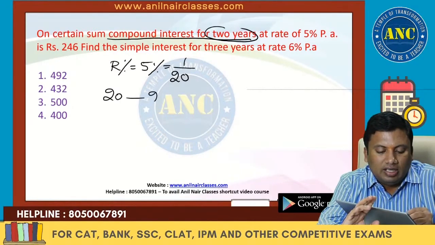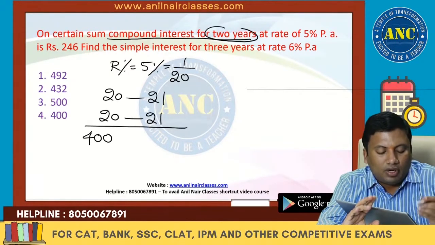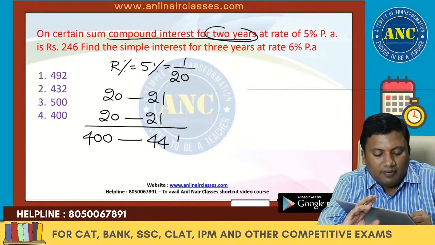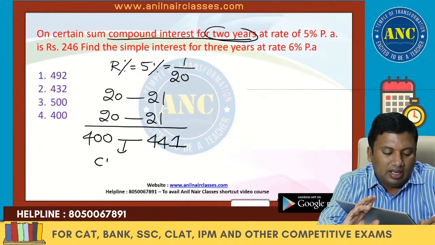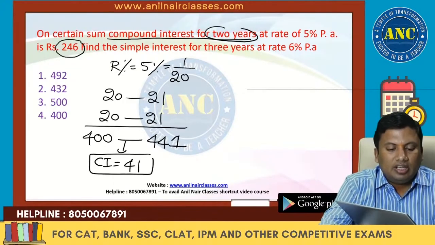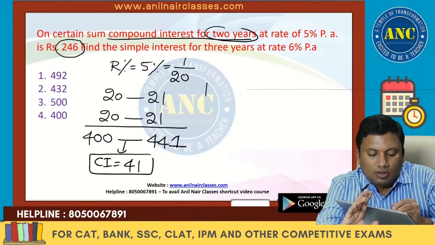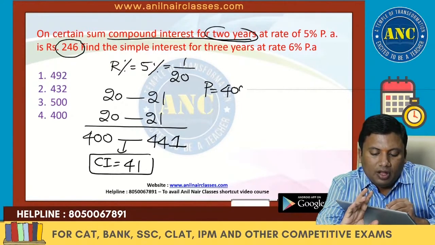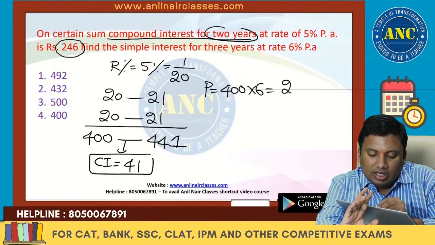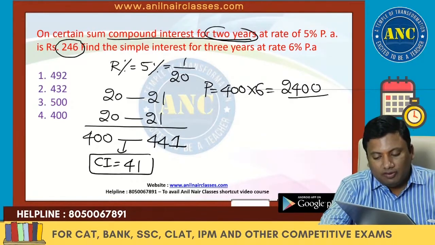20, 1 increase, it is 21. Second year, 20, 1 increase, it is 21. 20 twenties are 400, 21 twenty-ones are 441. CI is nothing but 41. But according to the question, it is 246. 41 into 6 is 246. So the principal is nothing but 400 into 6, which is 2400.